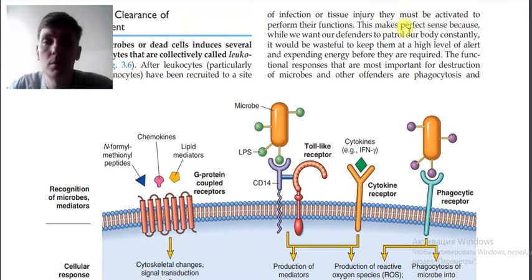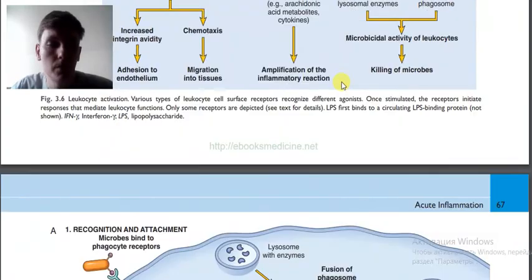This makes perfect sense because while we want our defenders to patrol our body constantly, it would be wasteful to keep them at a high level of alert and expending energy before they are required. So we need to give a rest to these cells, because overactivation of these cells might cause normal cell injury. That's why we keep them safe, and only in case of inflammation do we activate them. And how this activation goes, let's discuss right now.